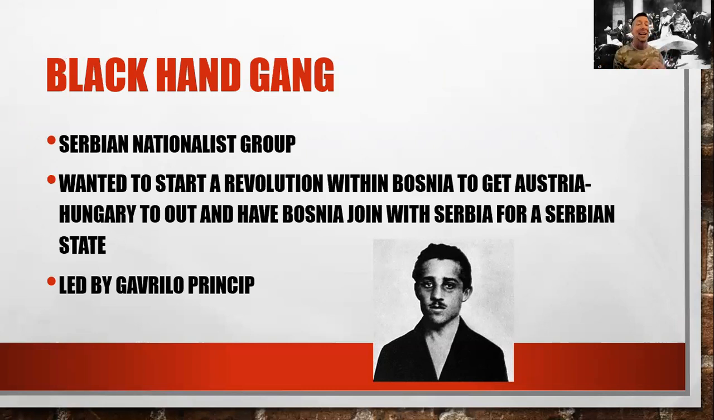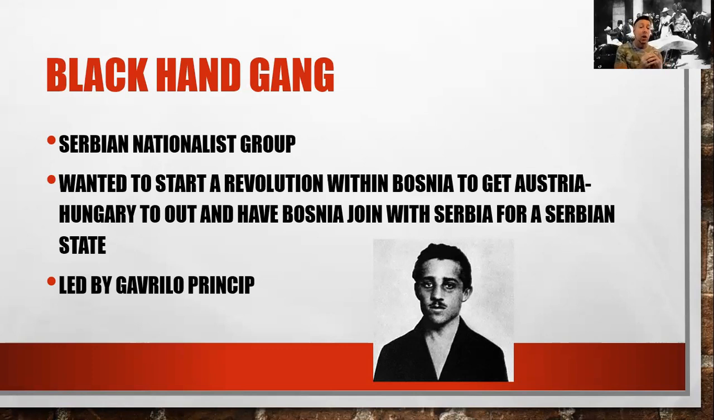Who is this group? This is the Black Hand Gang. They are a group that is in Serbia. They're a very nationalistic group. They want a very big Serbian empire. And they realize that they could stir up some rebellion within the Austro-Hungarian region of Bosnia-Herzegovina.